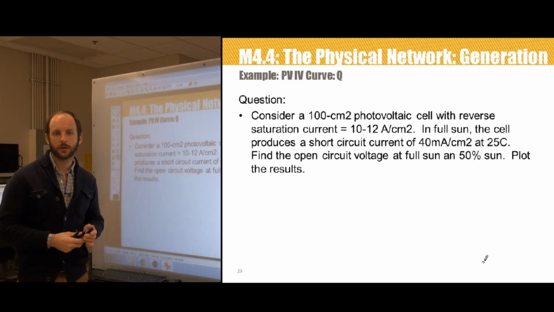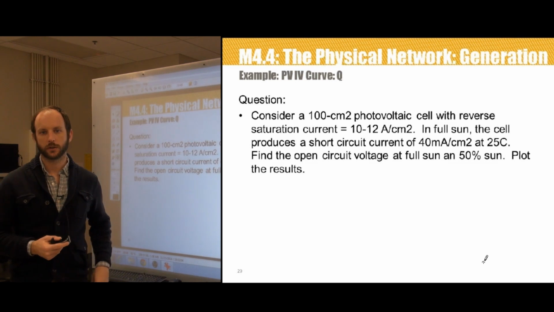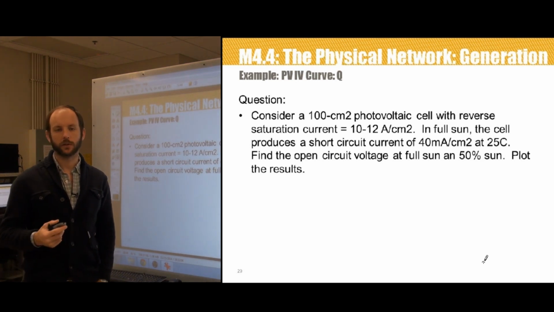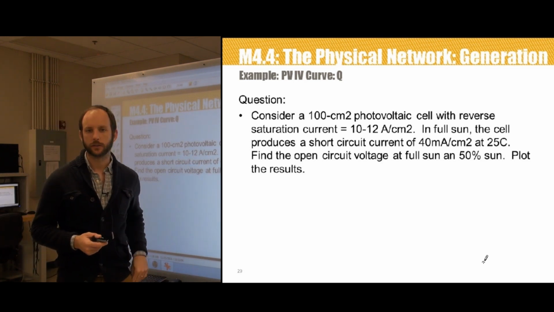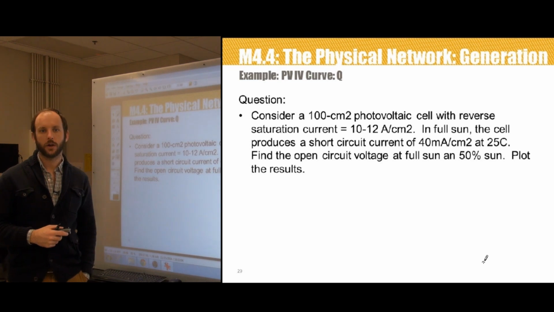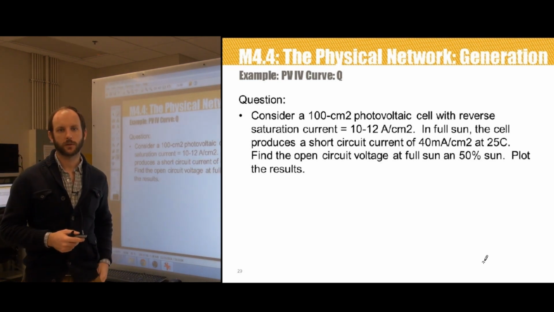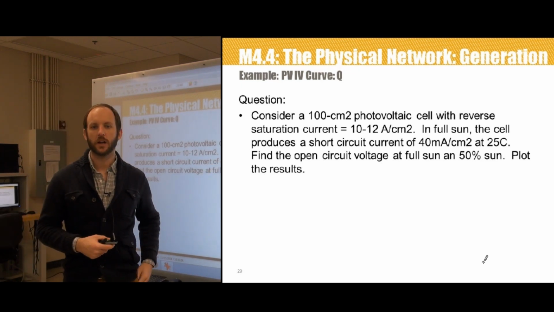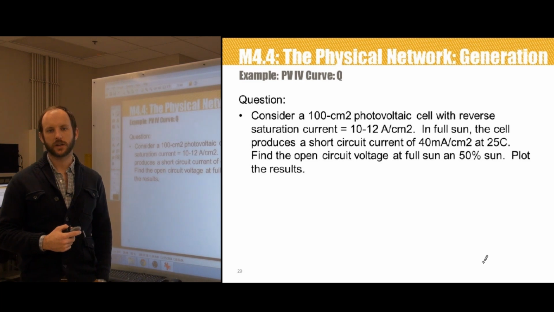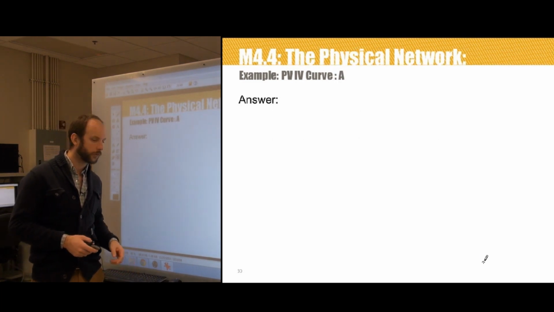We've got a 100 centimeter squared photovoltaic cell, and it's got a measured reverse saturation current of 10 to the minus 12th amps per centimeter squared. So that's actually a current density, right? Because it's per unit area. In full sun, the cell produces a short circuit current of 40 milliamps per centimeter squared. So again, a current density measurement. And this is measured at 25 degrees Celsius. What we want to do is find the open circuit voltage at full sun and at 50% sun. We then want to plot the results.